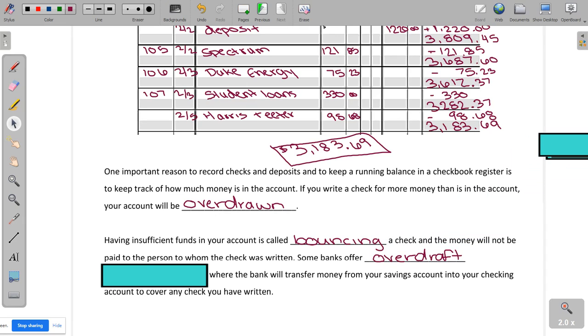Some banks will offer an overdraft protection. So when you end up bouncing a check, they'll pull that money from your savings account to cover. The bad thing about overdrawing is there's fees. If you have to pay a check that you don't have enough money in your account for, you need to transfer money over. So you do not overdraw it and bounce a check, because you do not want to be paying more money than you have to. So that is your lesson on balancing a checkbook.